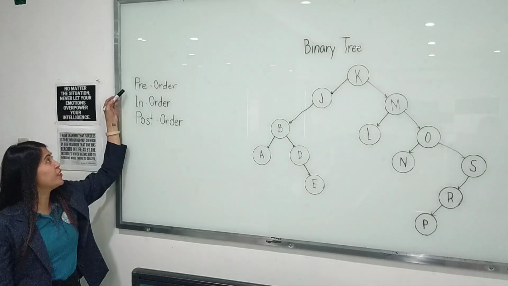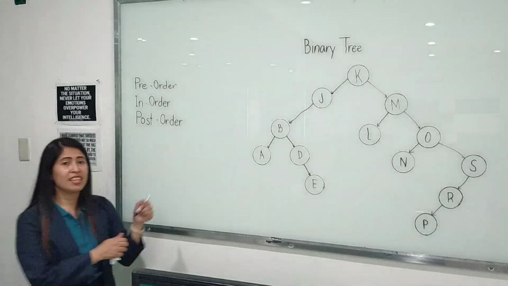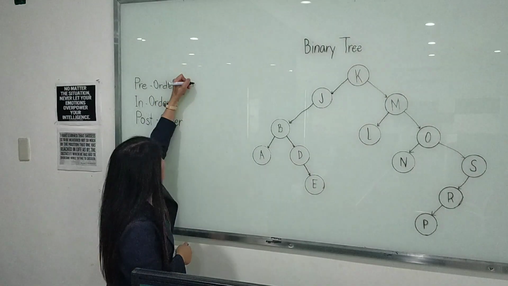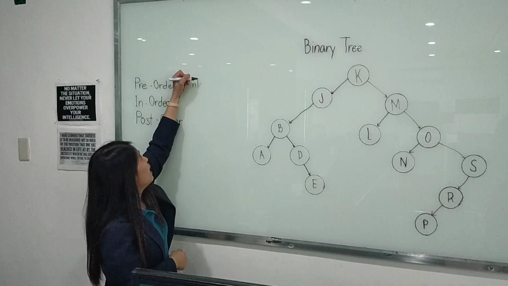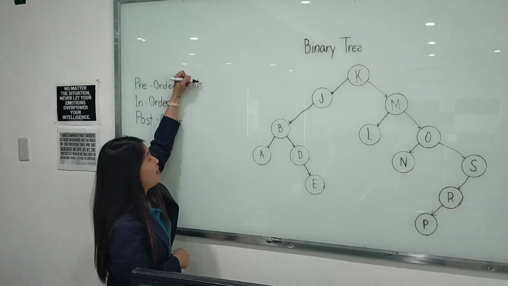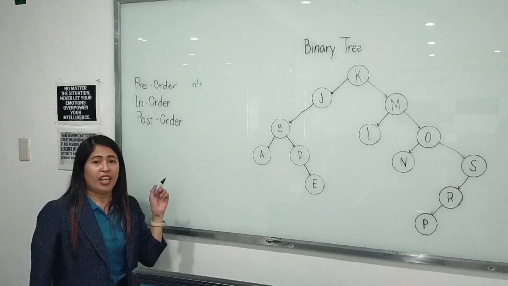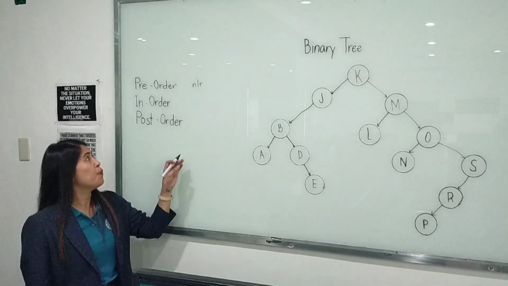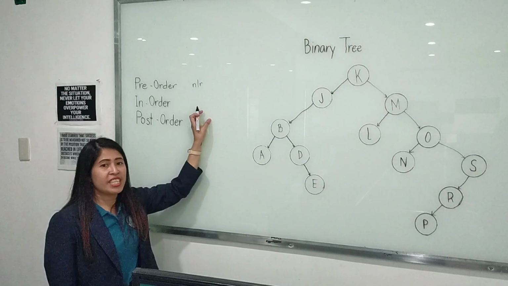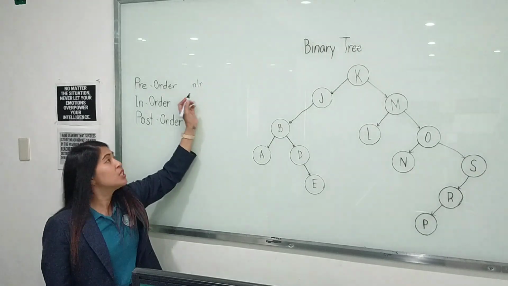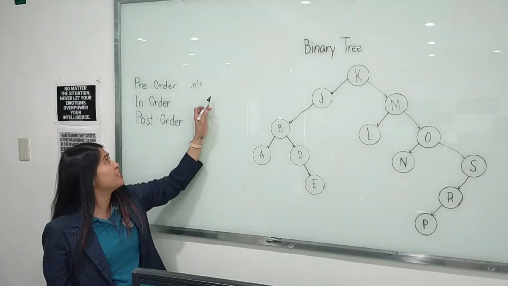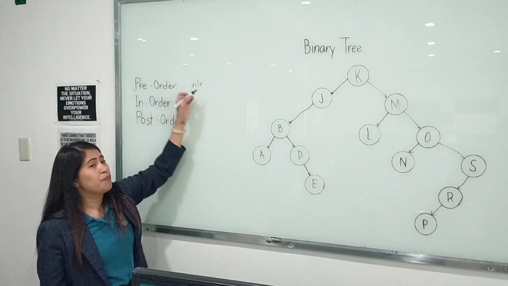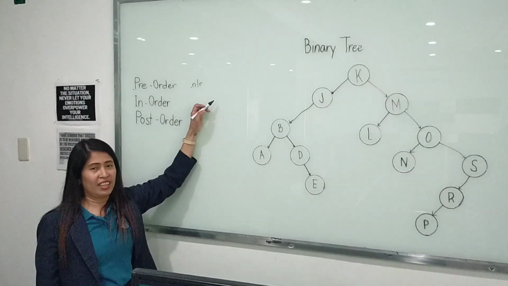For the pre-order traversal, we visit the N, or the node, and then we visit the left subtree, and then we visit the right subtree. It shows us how it's called pre-order. We see how the N, or the node, is visited, and how it's pre, before the left and right.